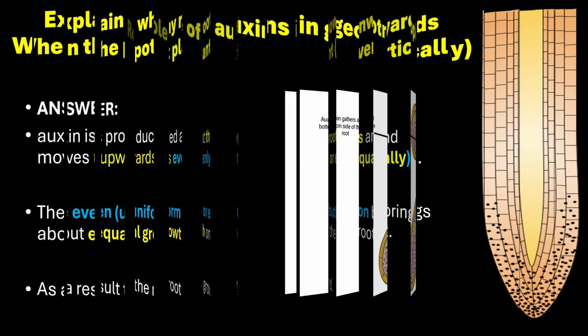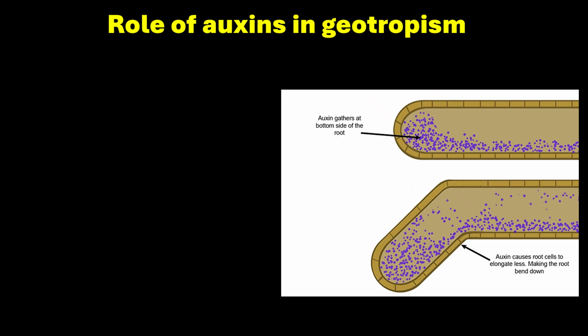So look at another alternative. Let's look at the role of auxins in geotropism. Over here we have the root, and you can see here are the cells, these rectangular brick structures. Those are the cells. Take note of their sizes. And these blue spots are the auxins.